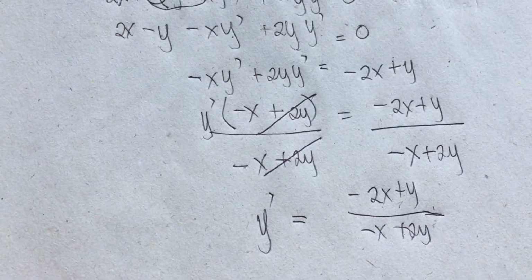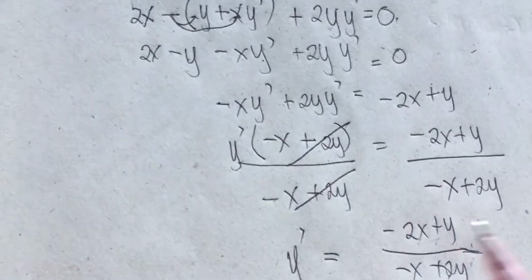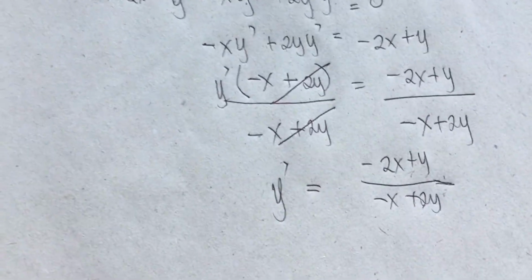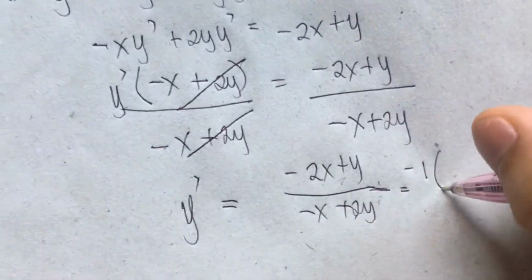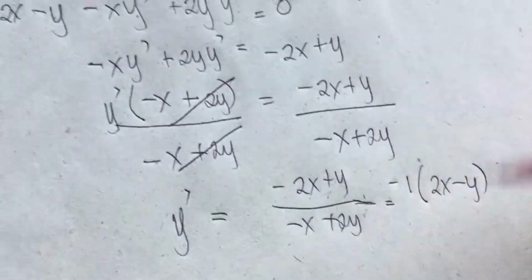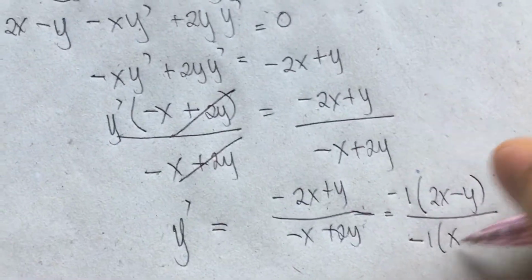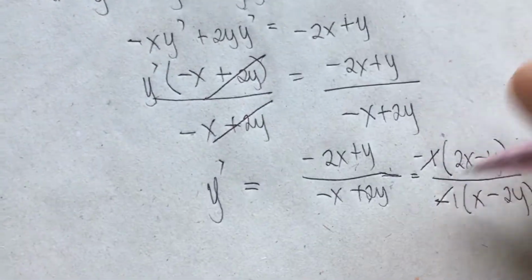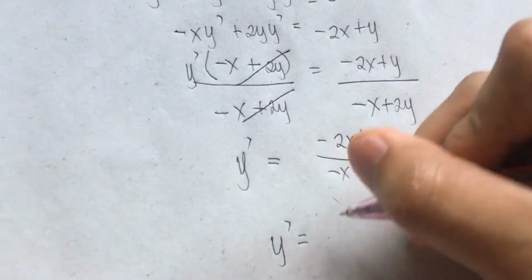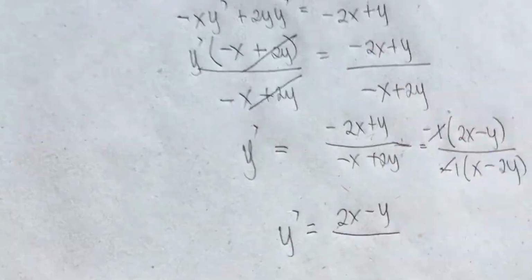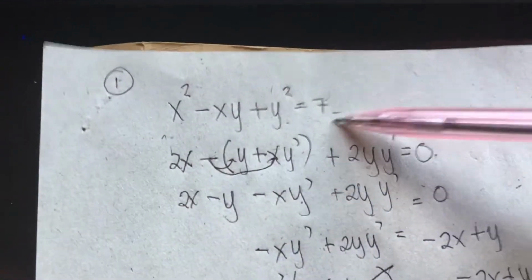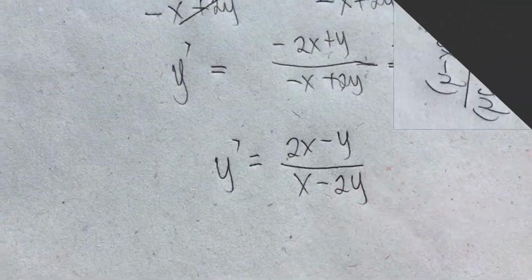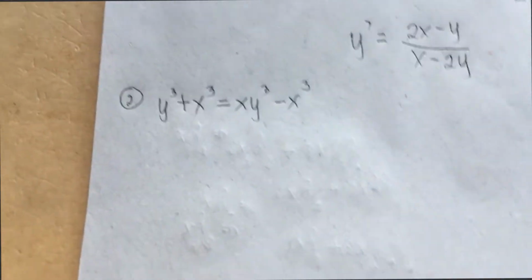Okay? Sir, kanang ma-factor pa ni siya? Actually, yes. If you are going to factor out negative 1, this is 2x minus y over negative 1 times x minus 2y. So, cancel the negative 1. So, the remaining terms, your final answer, you have 2x minus y over x minus 2y. So, galing dito, ito na yung sagot mo. Oh. So, let's proceed to our second example.